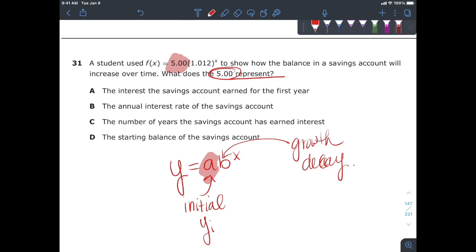So let's look at this. The interest the savings account will earn, no. The annual interest rate, the number of years, starting balance. Answer choice D.